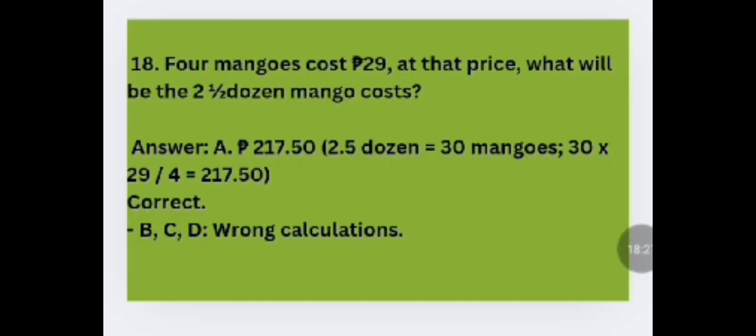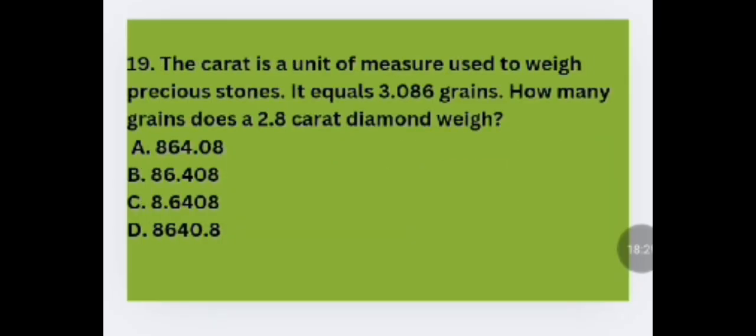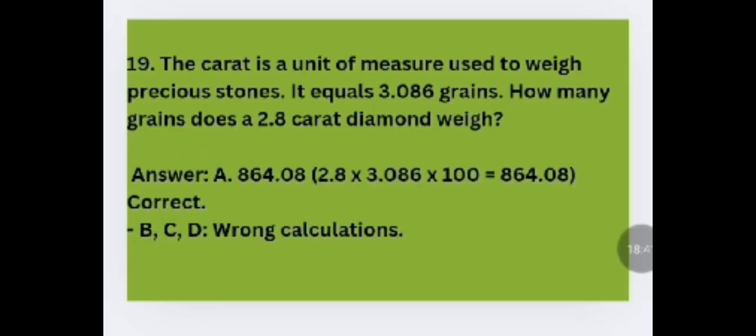Next is 19. The carat is a unit of measure used to weigh precious stones. It equals 3.086 grains. How many grains does a 2.8 carat diamond weigh? So the answer is 864.08. Simply, you just multiply 2.8 times 3.086 times 100, which is equal to 864.08.